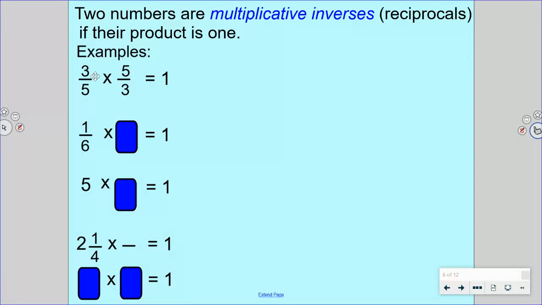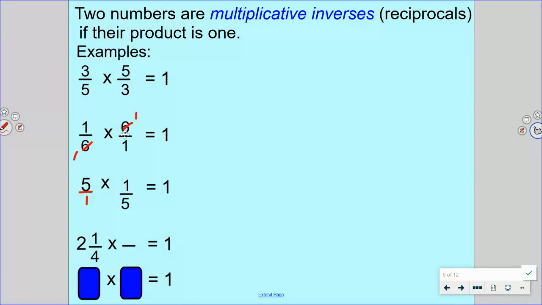Or if you cross reduce, 3 cross reduces and 5 cross reduces. We could continue on that path. 1 over 6 multiplied by 6 over 1, or 6 wholes. You will, of course, see that the 6 cross reduces to make a whole. What about 5 wholes? Well, you probably already realized. Convert 5 wholes into 5 over 1, and therefore its multiplicative inverse would be 1 over 5.